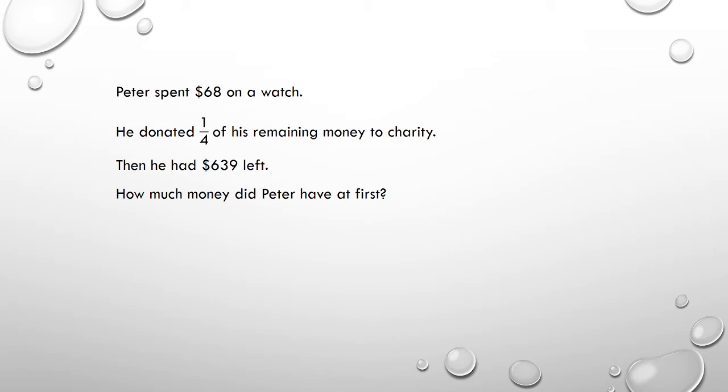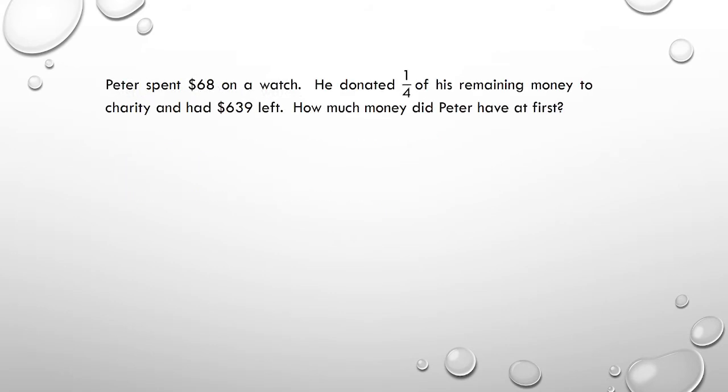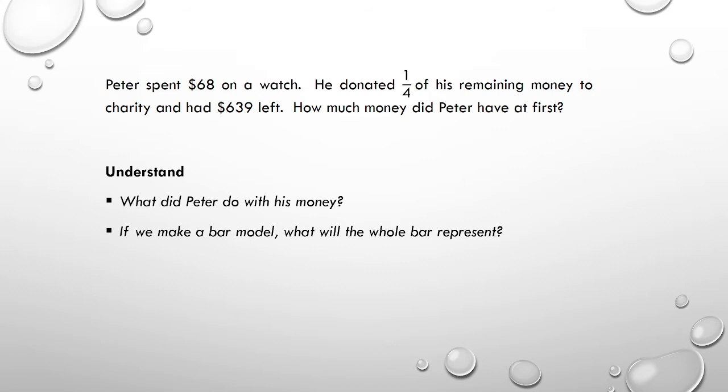So let's pause for a while to analyze this problem. Now let's proceed with breaking down and identifying key pieces of information para ma-solve natin ang problem na ito. So what are the things that we need to understand, or information that we need to understand from the problem? First is, what did Peter do with his money? Ano bang ginawa ni Peter sa kanyang pera?